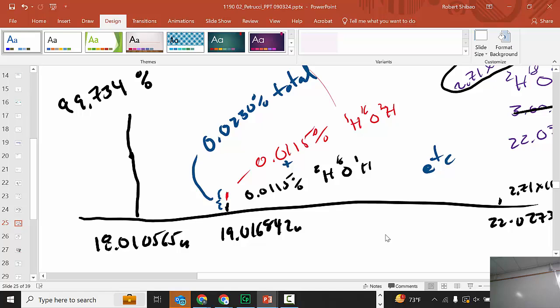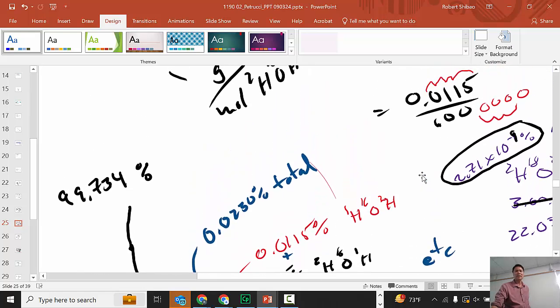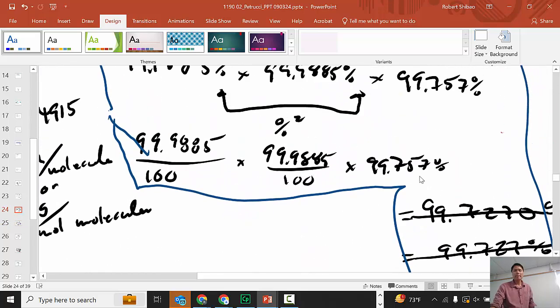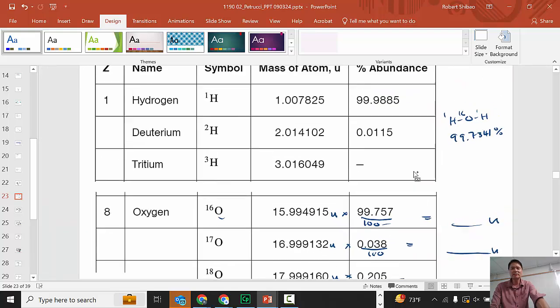Okay, then we're going to have 9 peaks here. And so what I want to do is get the lightest and the heaviest and border everything. What's going to be the heaviest water molecule? H2O18H2. So can you calculate the percent abundance of H2O18H2, and the mass?